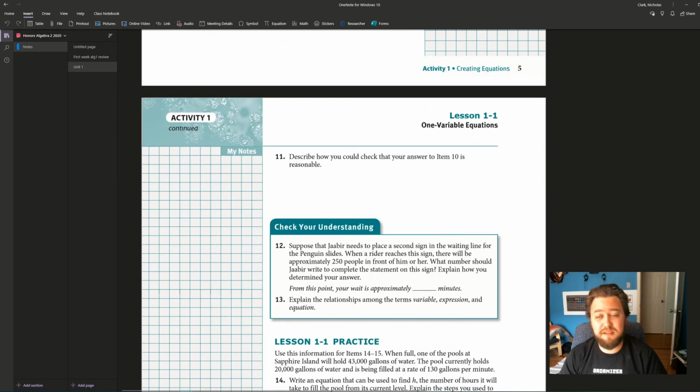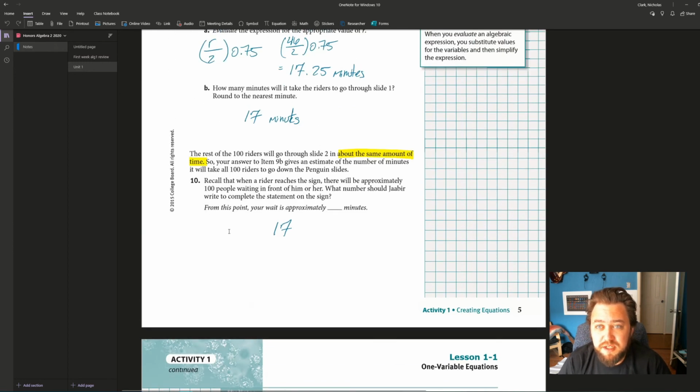All right, let's look at number 11. This is always my favorite, and I think one of the most important things you can do in solving a math problem. How can we make sure that our solution is reasonable? In this case, we really could just substitute r back in and see if the equation is true, which it clearly is since we solved it. You could also take your solution here, the 17, and plug it in for slide 2 and see if that's correct. You could do the same thing for the number of riders that should be going through it and see if you get that same approximate time.